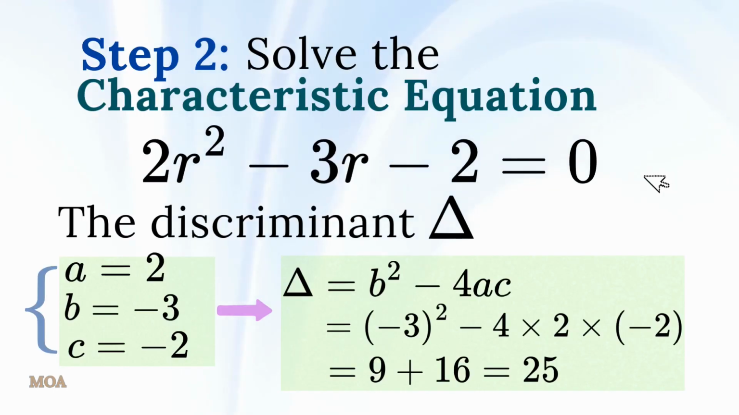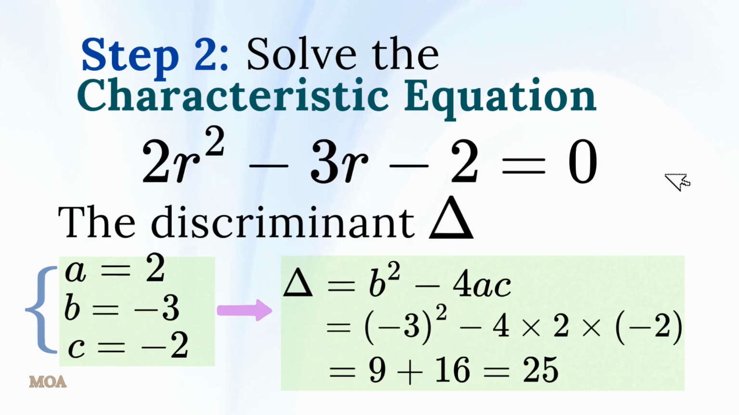Now, let us solve the characteristic equation using the discriminant delta method. The equation is 2r squared minus 3r minus 2 equals 0. This is a quadratic equation in the canonical form a times r squared plus b times r plus c equals 0. In our case, a equals 2, b equals negative 3, and c equals negative 2.